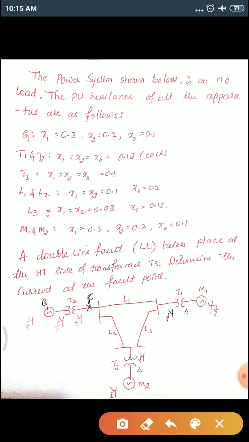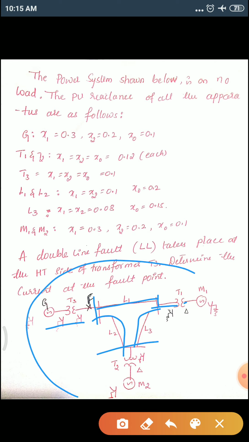Observe, the generator is connected here to the transformer T3, and from this there is line 1, line 2, and after line 1 we have transformer 1 and M1, and then from this we have L3. Based on this we are supposed to draw the circuit diagram. Since they have already given all the values, we need not calculate any new values.